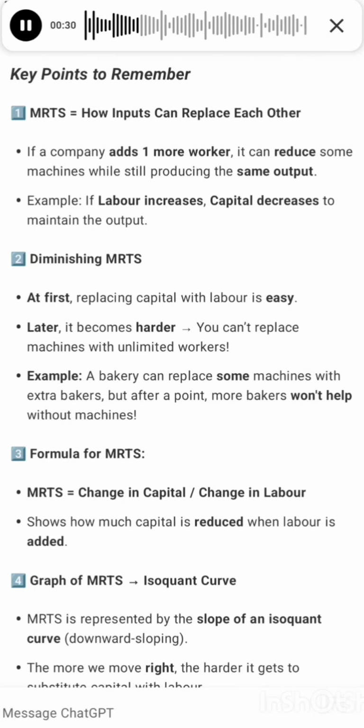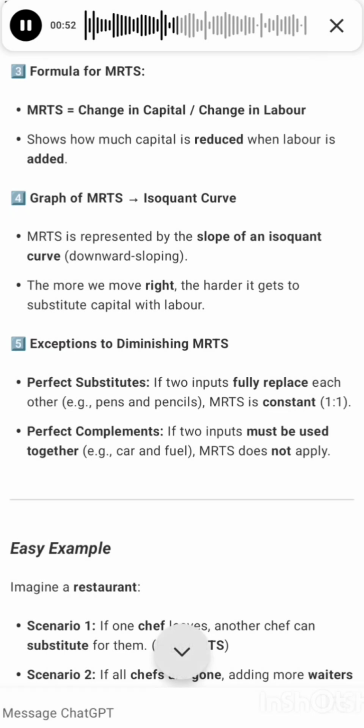Diminishing MRTS. At first, replacing capital with labor is easy. Later, it becomes harder. You can't replace machines with unlimited workers. Example: a bakery can replace some machines with extra bakers, but after a point, more bakers won't help without machines. Formula for MRTS: MRTS equals change in capital over change in labor. It shows how much capital is reduced when labor is added.